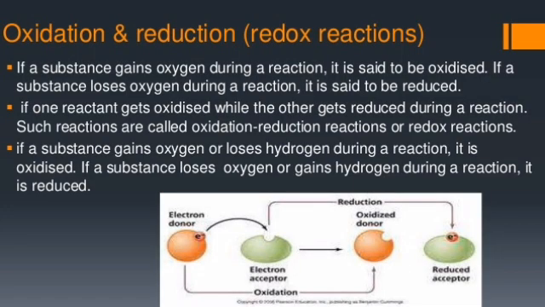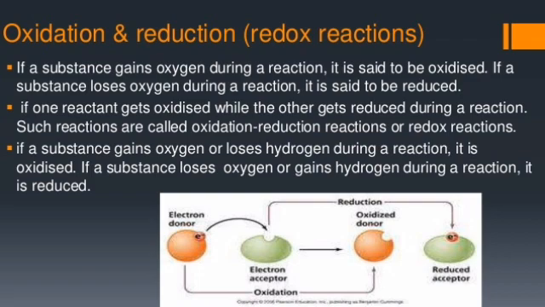Now we will see what redox reactions are. First we will see the oxidation reaction. If a substance gains oxygen during a reaction, it is said to be oxidized, and such a reaction is known as an oxidation reaction. And when a substance gains hydrogen or loses oxygen, it is known as reduction, and such a substance is said to be reduced. If one reactant gets oxidized while the other gets reduced during a reaction, such a reaction is known as a redox reaction. That is, oxidation as well as reduction takes place simultaneously.